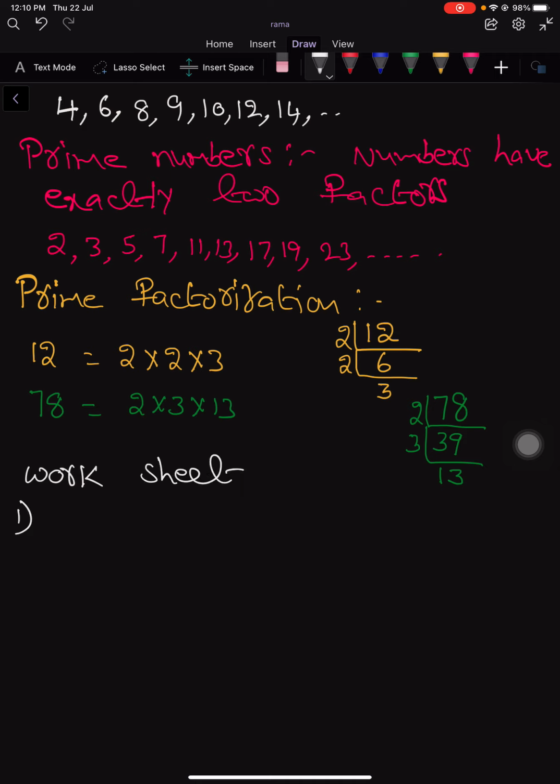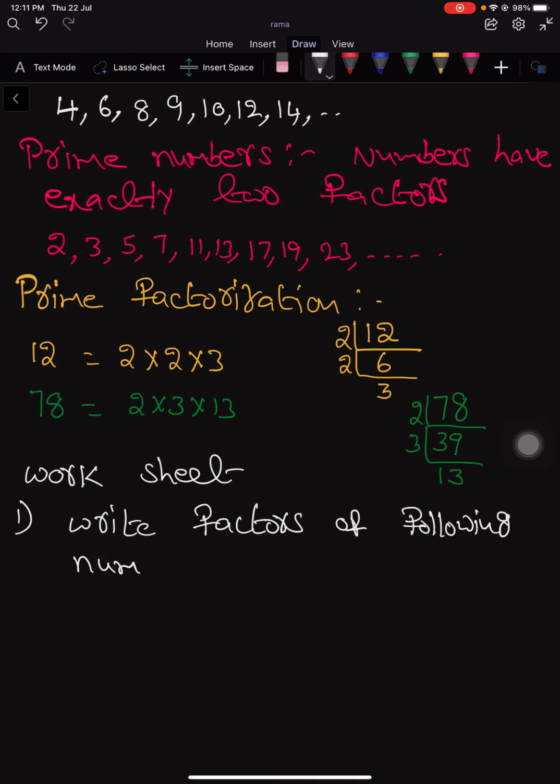First problem. Write factors of the following numbers. 1) 9, 2) 14, 3) 21.